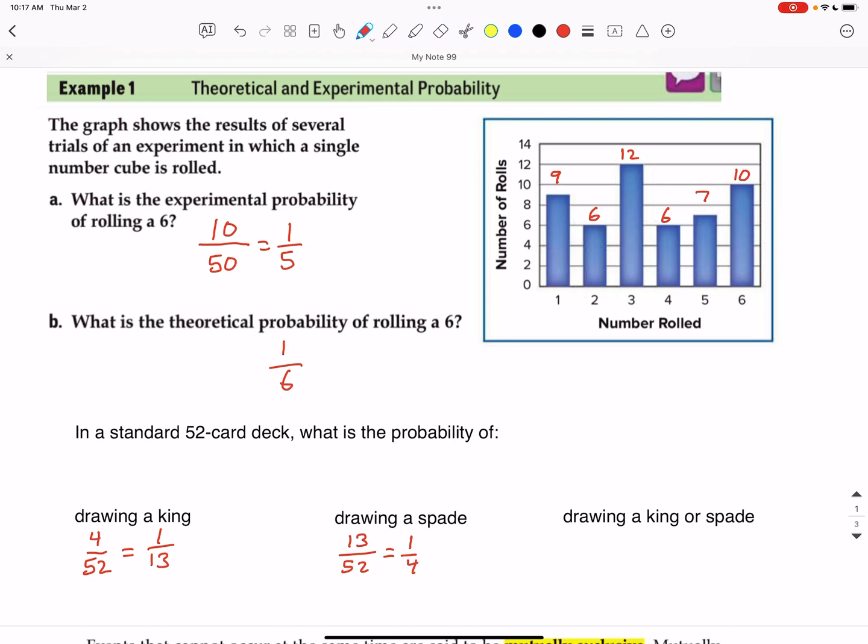And then the third part is drawing a king or a spade. So how many cards in a deck are a king or a spade? You may be going back to the first two questions where we discussed that there were 4 kings and 13 spades. So you may want to say that there are 17 cards that are either a king or a spade. But there is one card that is both a king and a spade. And if you say there are 17 cards that are a king or a spade, then you're counting the king of spades twice. So there are actually only 16 cards that are a king or a spade out of 52, and that simplifies to 4/13.